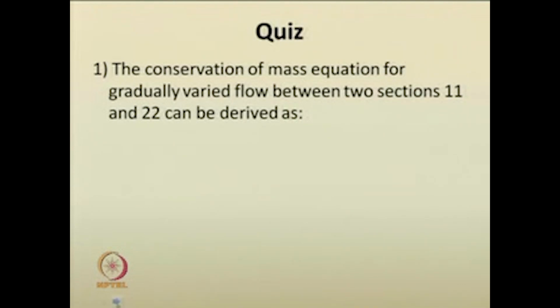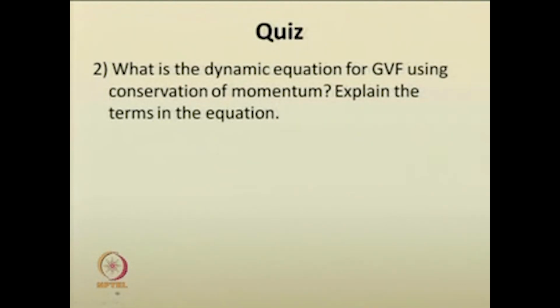The second question for the quiz is, what is the dynamic equation for gradually varied flow using conservation of momentum principle? Explain the terms in the equation. So, I am repeating the question, what is the dynamic equation for gradually varied flow using conservation of momentum principle? Explain the terms in the equation.